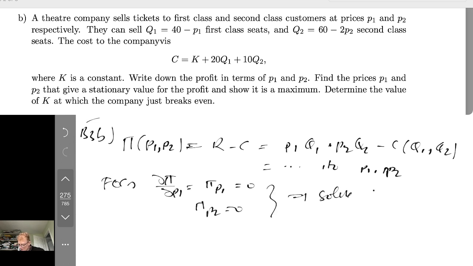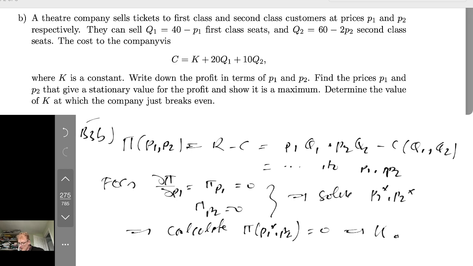You solve, then you get P1 star, P2 star, and since the cost is a function with a given constant K in it, you can calculate the profit at P1 star, P2 star, and then set that to 0, and then you can solve for K to get the break-even value of K. So that tells you something about how you would have to deal with the cost.